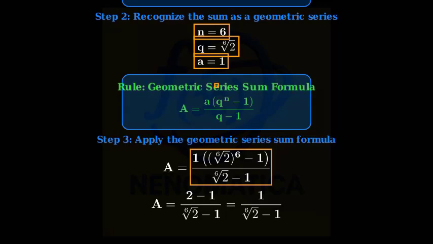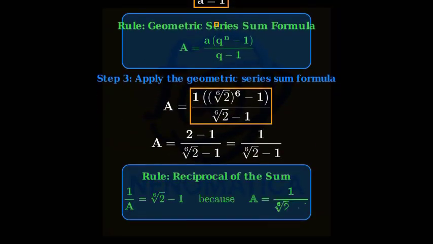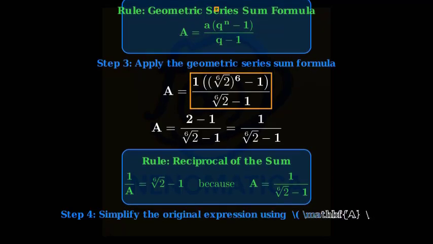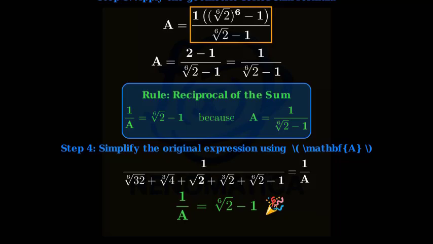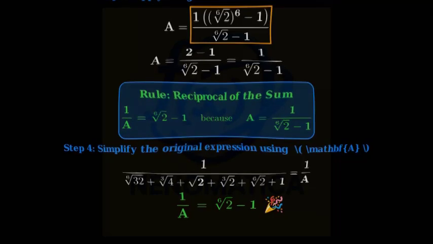Simplify the original expression. Since the denominator equals A, 1 over the denominator is 1 over A. Taking the reciprocal gives the final simplified result, sixth root of 2 minus 1. Example: we will simplify the expression 1 divided by the sum of 6 radicals. Our goal is to recognize a geometric pattern inside the denominator, sum it cleanly, and then take the reciprocal to obtain a compact final form.